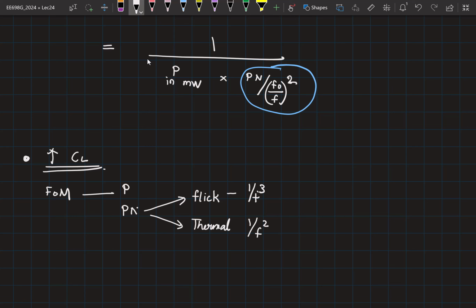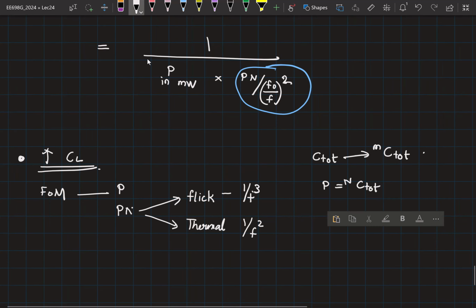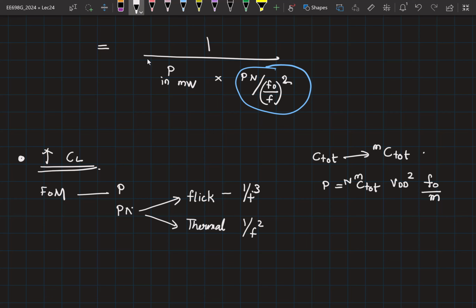So what happened to the power? Power? Go back and check. We have done this in the beginning. So to obtain this, we had to make sure that our C total had increased to M times C total. Power is equal to number of stages into C total into VDD square into the frequency of oscillation. Frequency of oscillation has reduced. Power remains the same. Right?